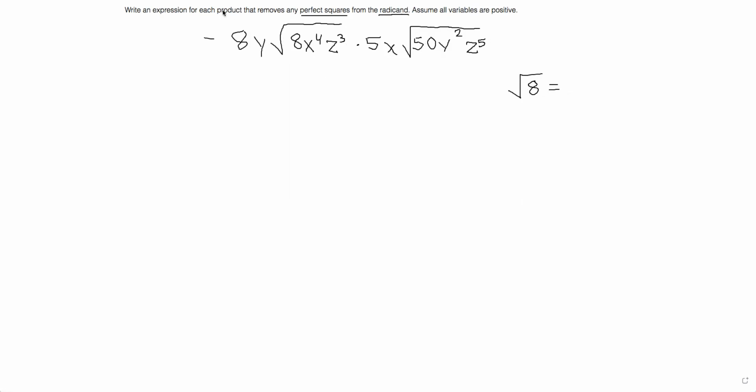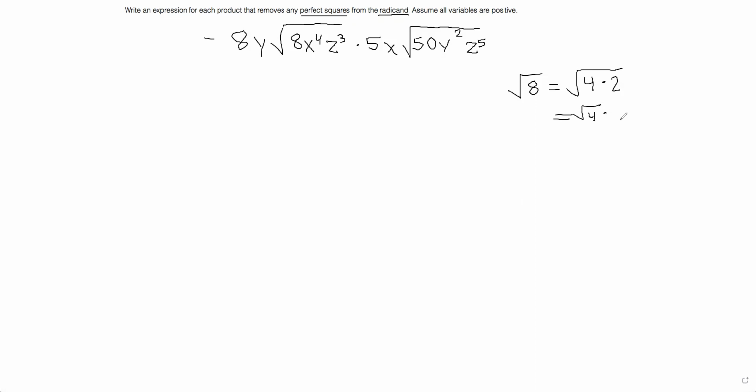They want us to remove any perfect squares. So we want to ask ourselves, does 8 have any perfect squares at all in its factors? 8 only has 4 factors: 1, 2, 4, and 8. Out of those 4, only one is a perfect square. That would be 4. So the process of removing a perfect square looks like this. I'm going to break it up. I'm going to write it as 4 times 2. And then from there, 4 is going to get its own radical.